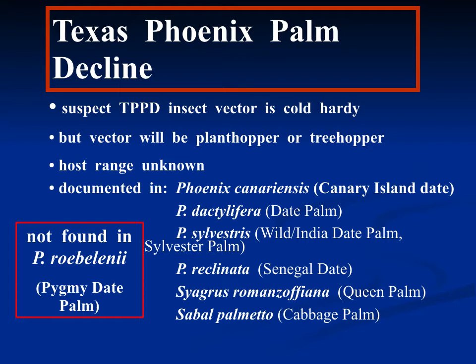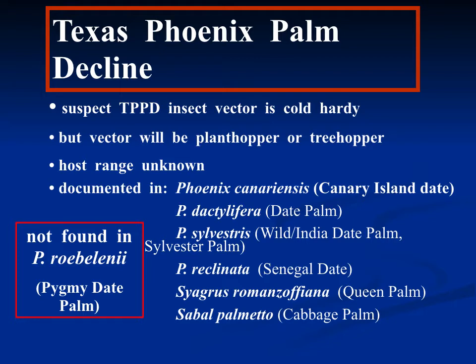But we do know, because we have documentation, it has been documented in Phoenix canariensis, Canary Island date palm, Phoenix dactylifera, the date palm where you get edible dates, Phoenix sylvestris, the wild or Indian date palm or Sylvester palm. It has several common names. Phoenix reclinata, we don't generally see this one in landscapes. It produces clumps of trunks. It suckers up, kind of a big plant, usually in large areas where it's planted. It's not a single trunk Phoenix species. So the Senegal date palm.